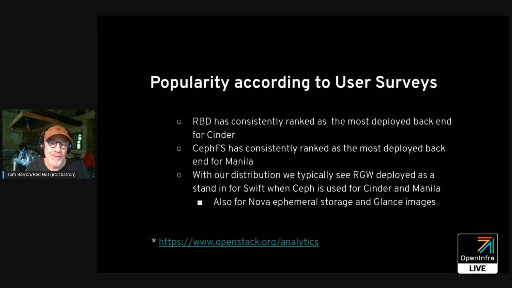RBD has been consistently ranked as the most deployed backend for Cinder, and CephFS has been consistently ranked as the most deployed backend for Manila. Now, with our distribution, I work at Red Hat, we typically see RADOS Gateway also deployed as a stand-in for Swift when you're using it for Cinder and Manila, and I'll mention it's typically used to back Nova ephemeral storage and glance images as well. Next slide, please.